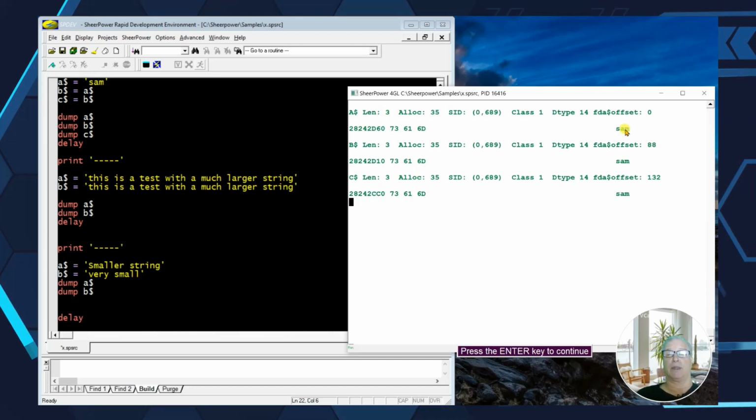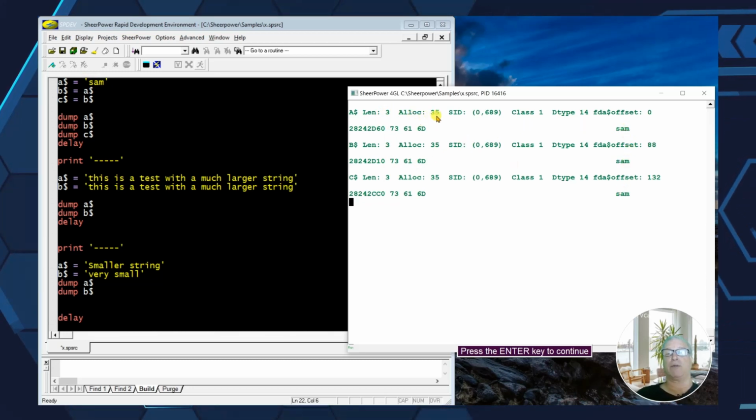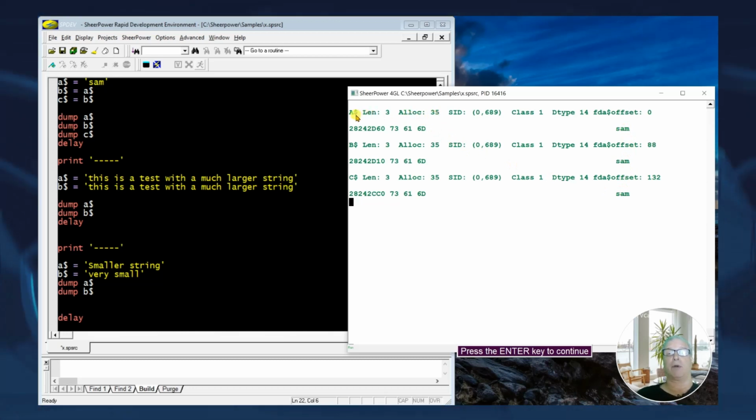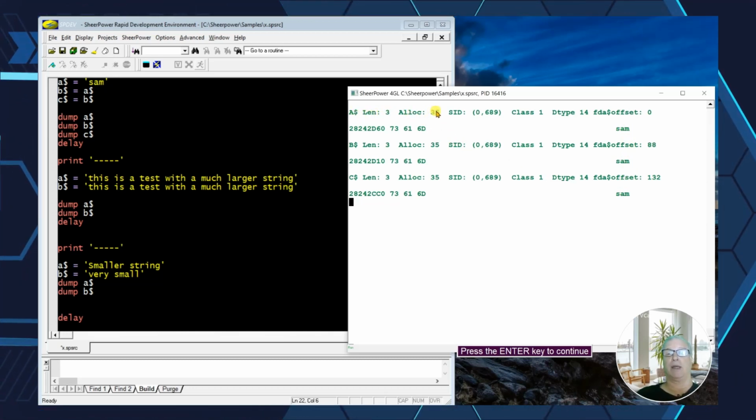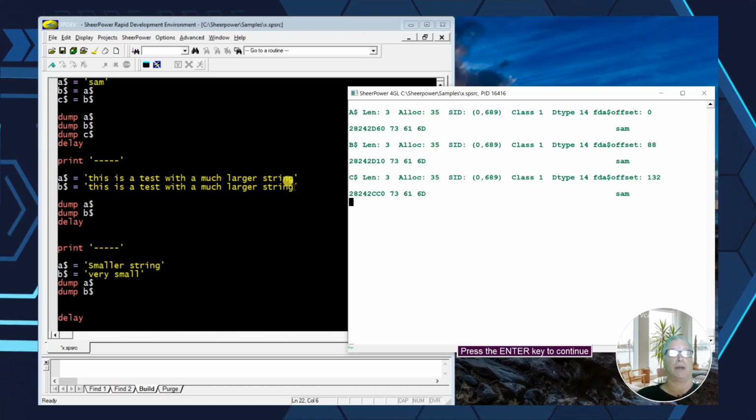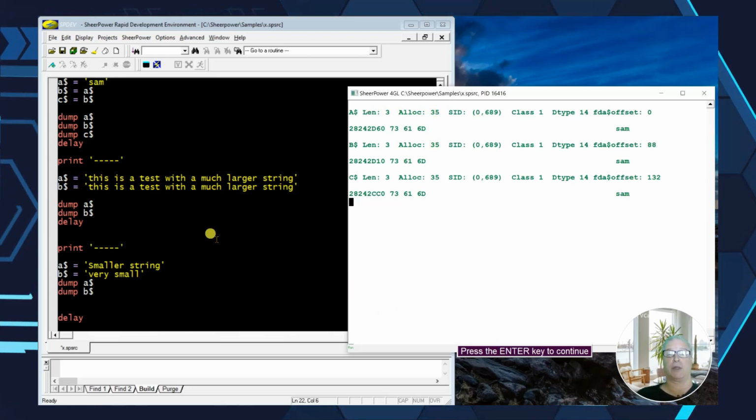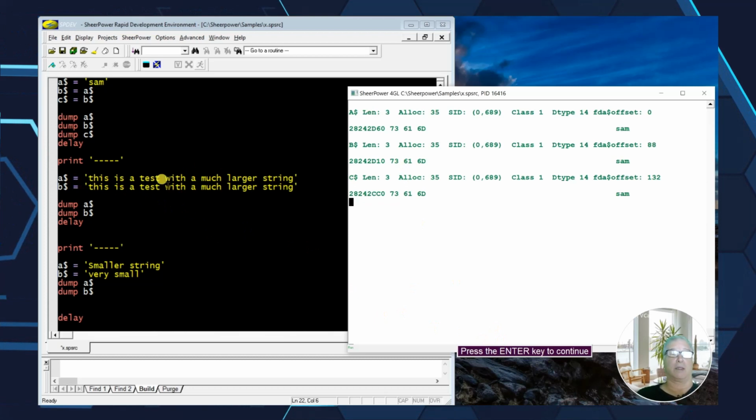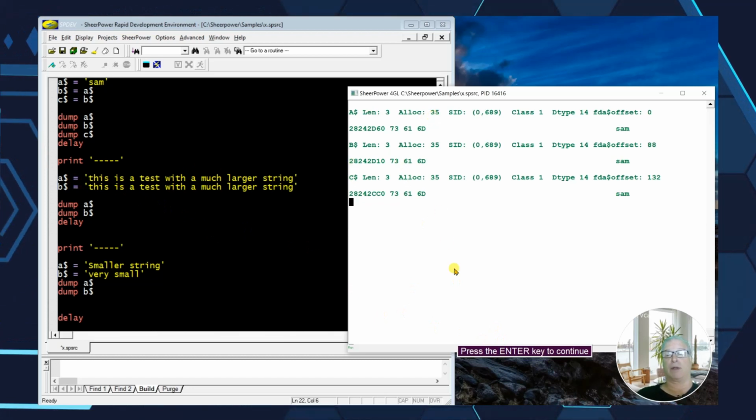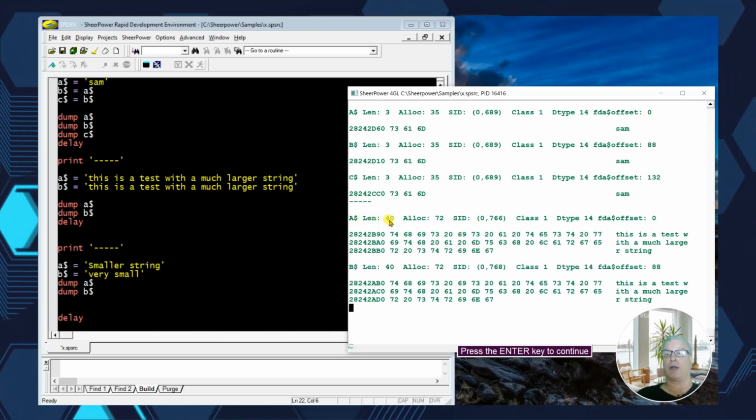All right, so we have this string here, 3 characters long, and we see it says SAM, SAM, SAM. Okay, good. The allocation's 35, though. We've actually made more space in $A than we needed, namely 35 characters worth. Our next step is we're going to make a much larger string here. That's going to cause $A to have to expand its allocation. The same with $B, because this string is way over 35 characters. I think it's 40. So if we look, yes, $A is 40 characters long.